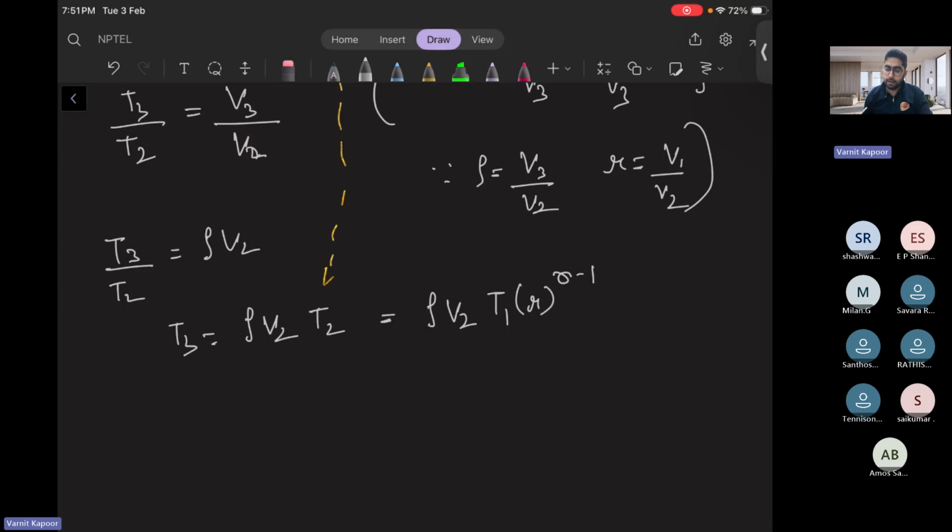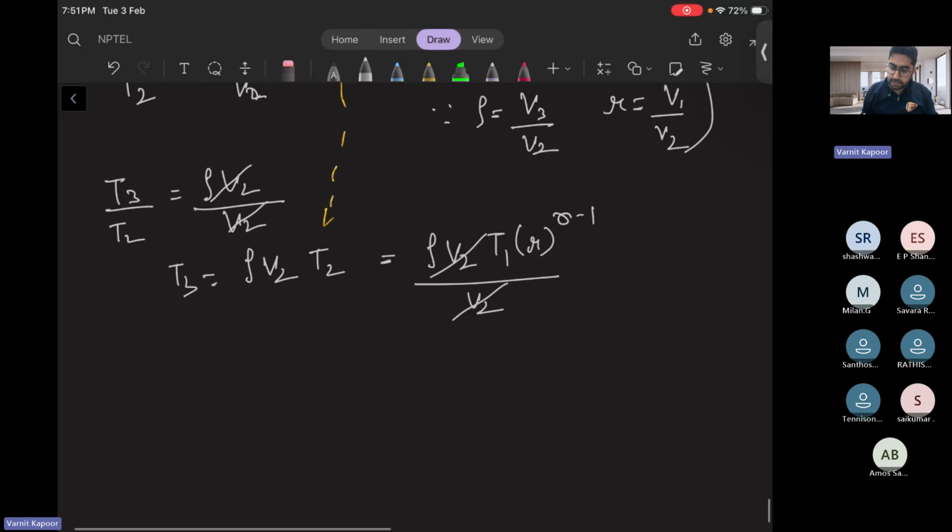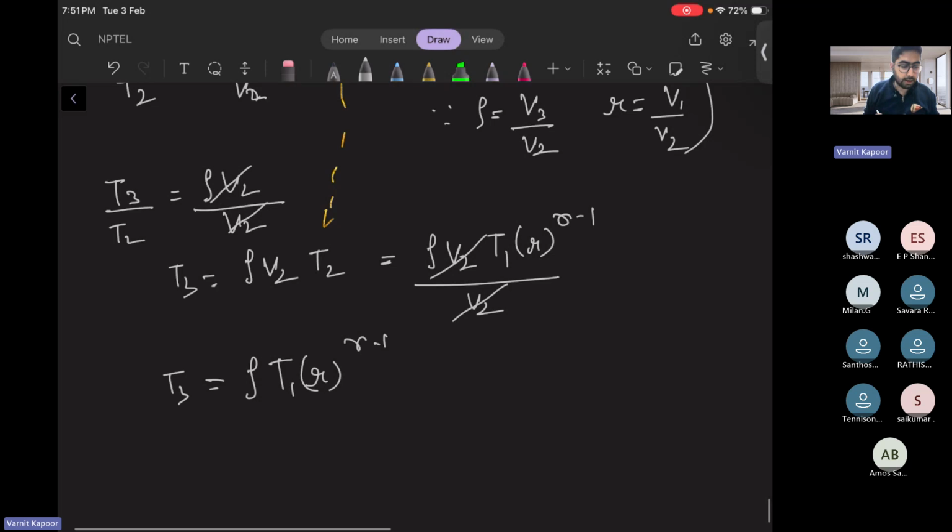All right. Any doubts? Anyone has any doubts still here? Am I doing something wrong? Oh, sorry. This V2 was also there in the denominator. That is what I was thinking, by V2. So this V2 and V2 cancel out. Rho into T1 R to the power of gamma minus 1 is your T3.